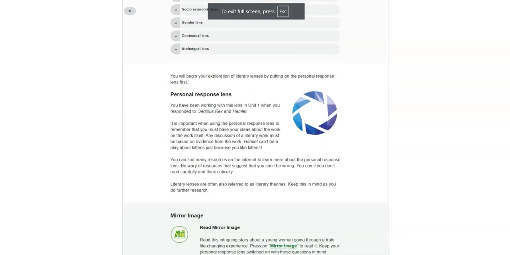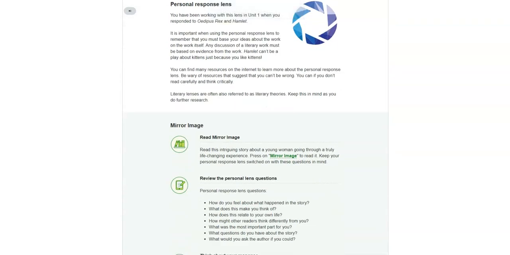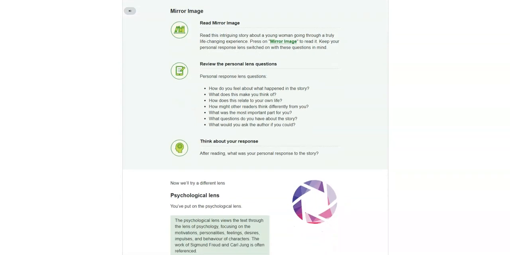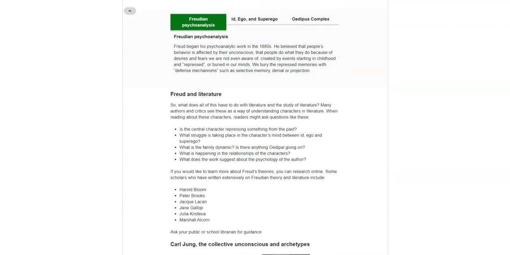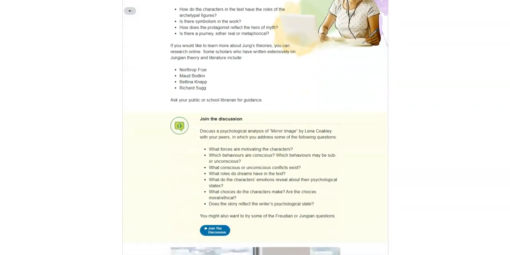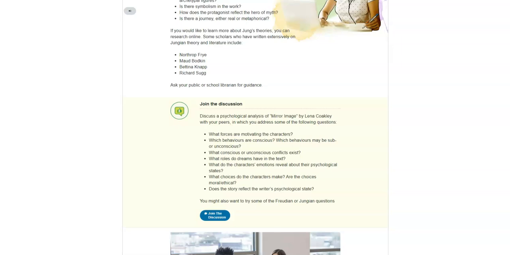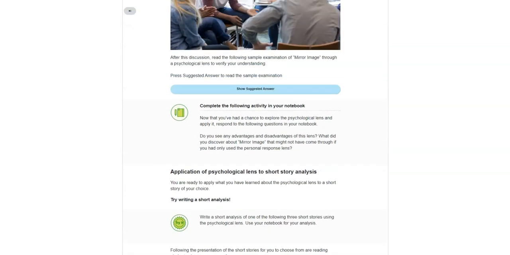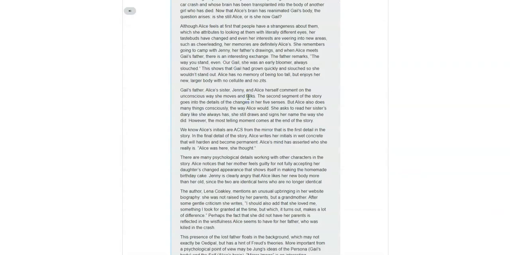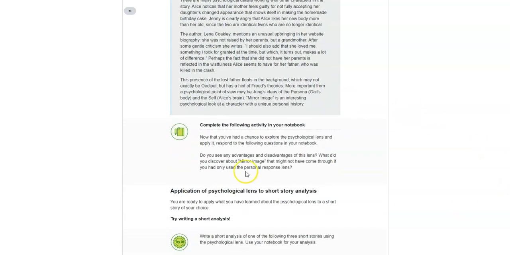And after going through all the lenses in Unit 2, Activity 1, as we scroll down here, it gives us a story. It gives us questions as explained in the literary lens information. And it talks about psychology and the psychological lens. And then what we're going to do is take that information and apply it in a discussion. And then we have the opportunity to look at an example of taking that lens, applying it to the story of Mirror Image, and what that looks like.